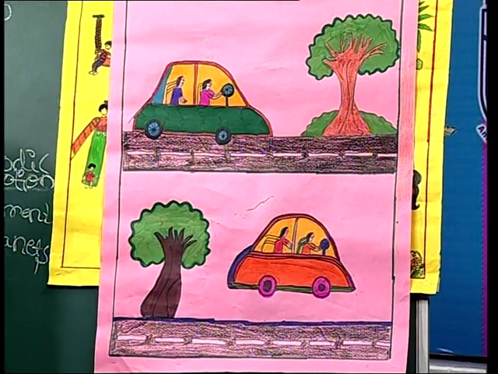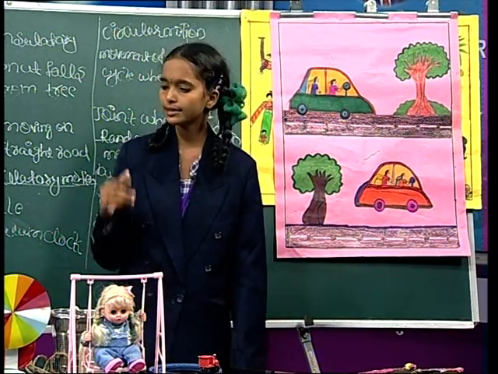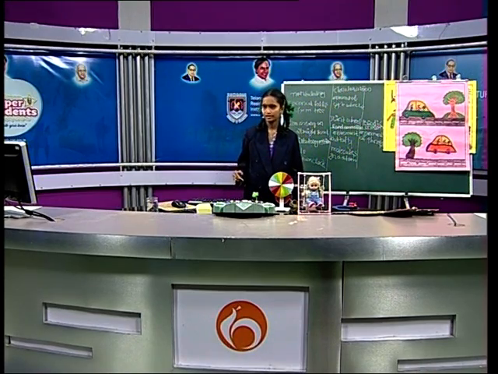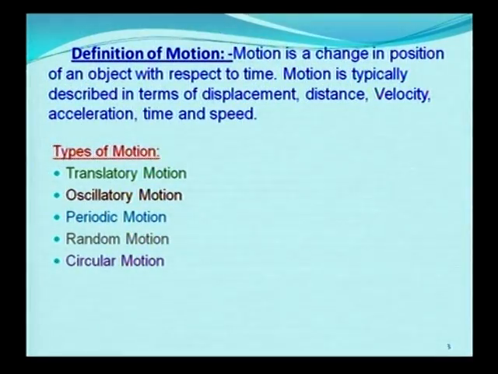Today we are going to learn about the types of motion. Let us see the types of motion on the screen. The types of motions are translatory motion, oscillatory motion, periodic motion, random motion and circular motion. So what is translatory motion?